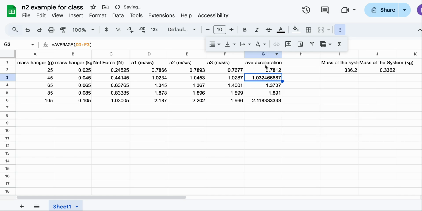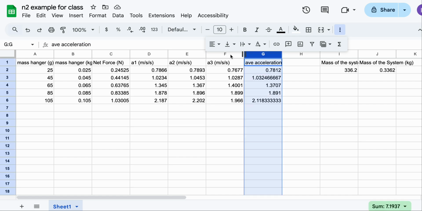Because these values have so many decimal points, I'm going to highlight them, and then we're going to take this down to the number of digits that our data had from lab yesterday.